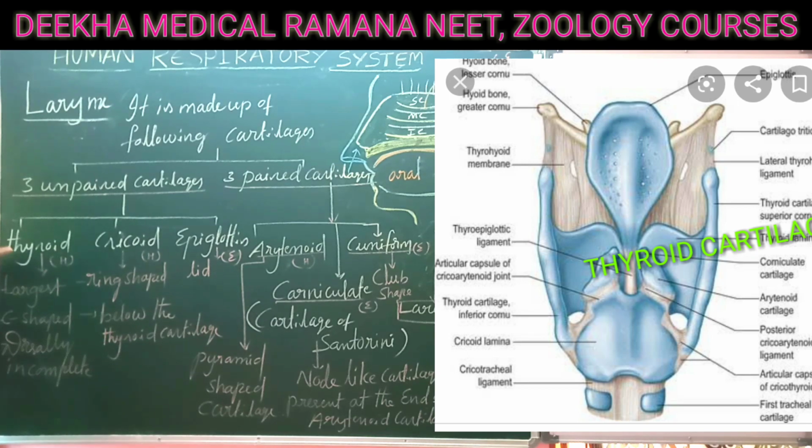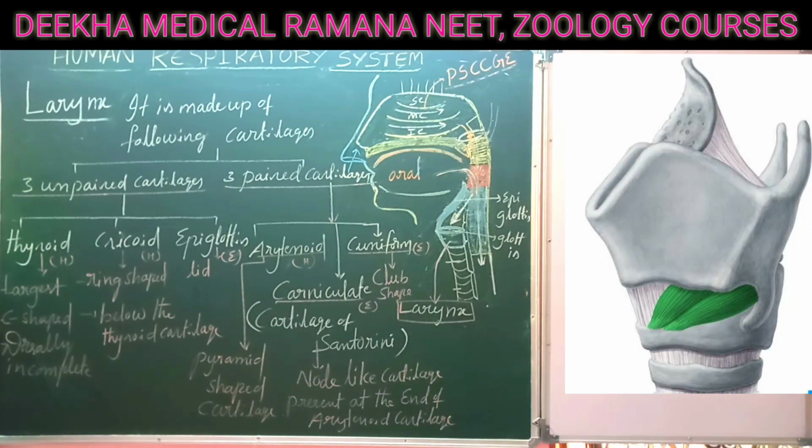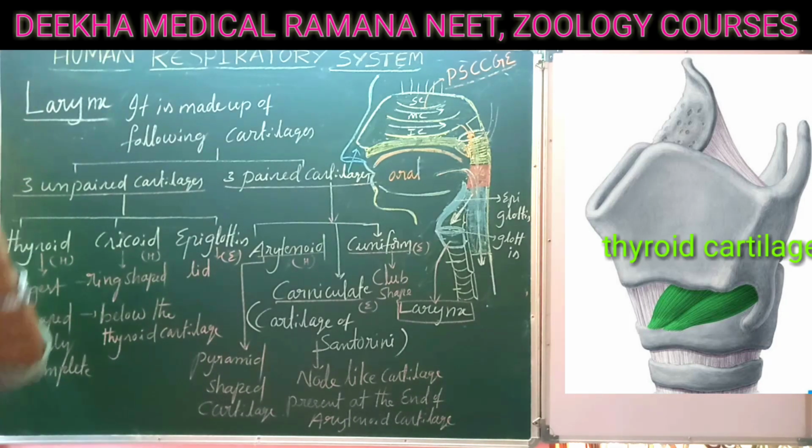So thyroid cartilage is made up of hyaline cartilage. It is the largest cartilage. It is a C-shaped cartilage. Dorsally it is incomplete, that means ventrally it is almost covered, but dorsally it is incomplete. It is the largest and single cartilage.